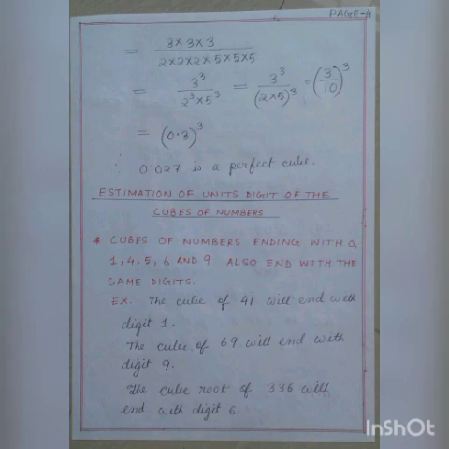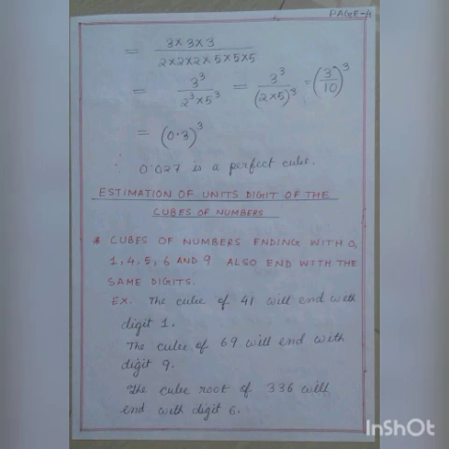Now the next topic is estimation of the units digit of the cubes of numbers. Point number 1, cubes of numbers ending with 0, 1, 4, 5, 6 and 9 also end with the same digits.